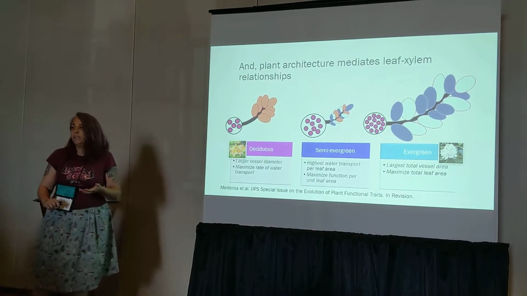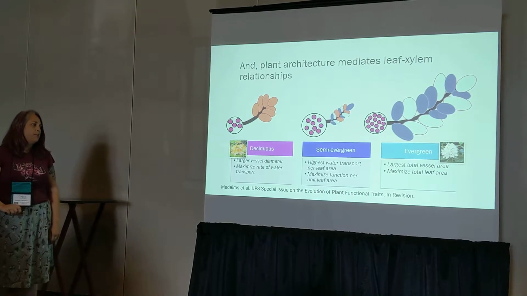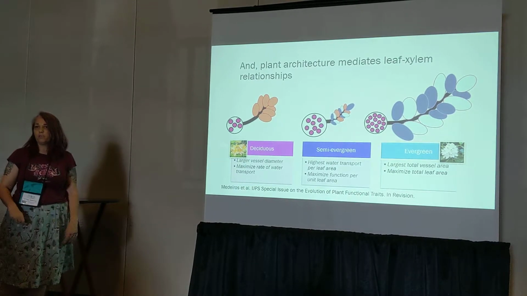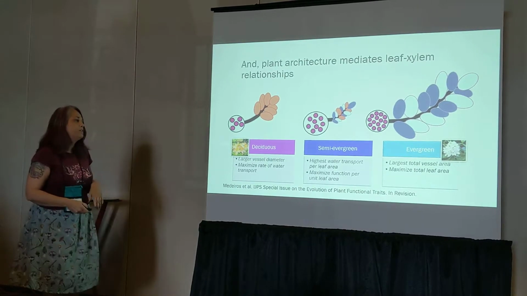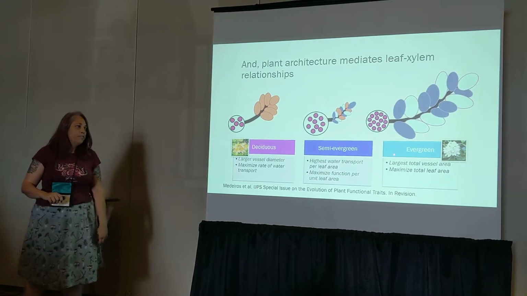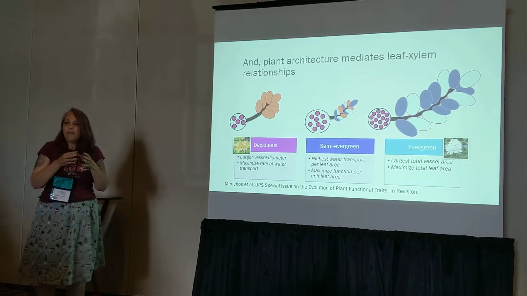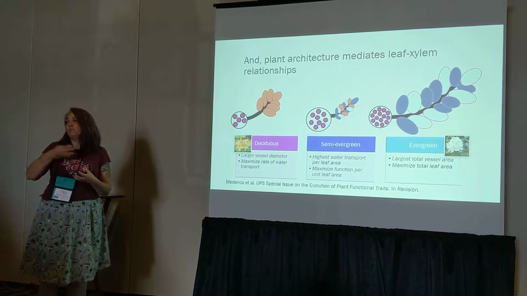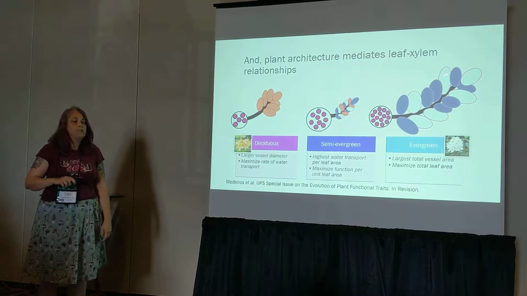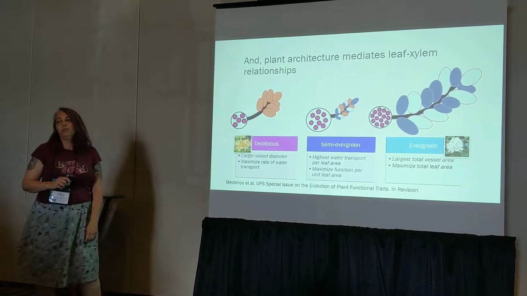So what's going on here? Well, I think these deciduous plants are actually maximizing the rate of water transport. So when they're going to use water, they're going to do it really fast. That makes sense in an acquisitive sense. The evergreens, on the other hand, are maximizing their total leaf area. They have more total xylem so that they're getting this steady stream of water supply for those larger leaf areas that they have. The semi-evergreens are the coolest ones, though.